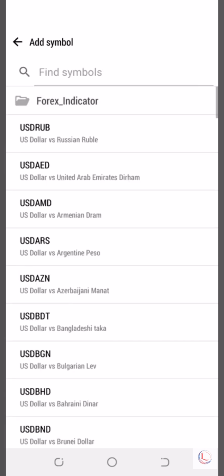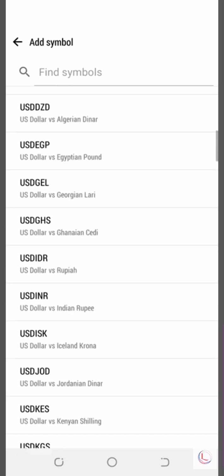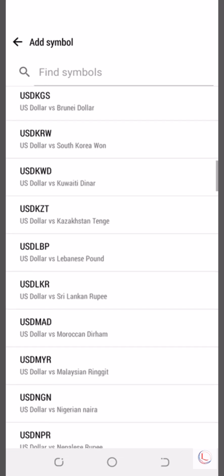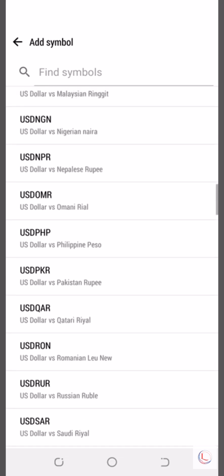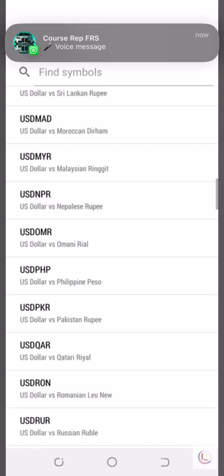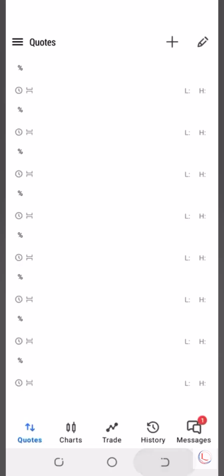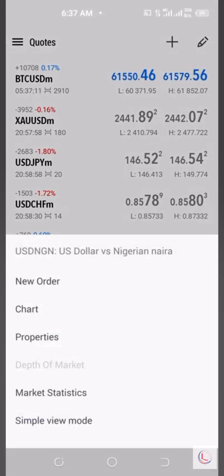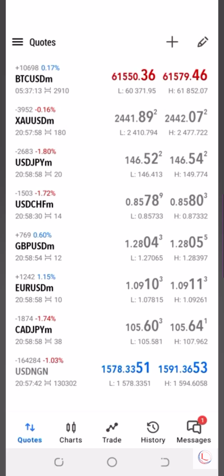So I'm going to go to the Forex area and then pick any instrument of my choice. So let's say I want to trade USD NGN. So I'm going to click on it. And then when I go back, I'm going to see it here. So you see, this is USD and NGN.